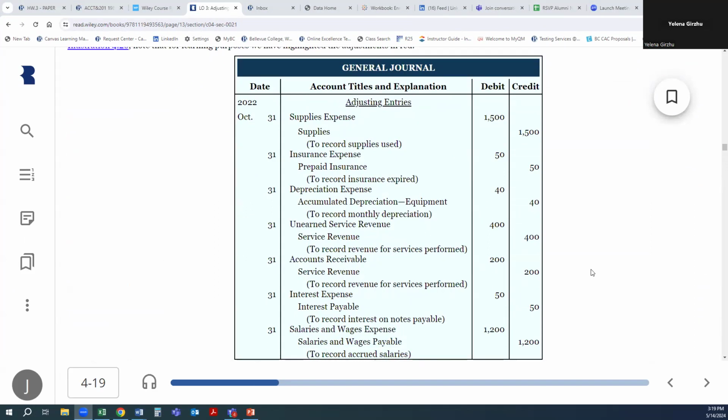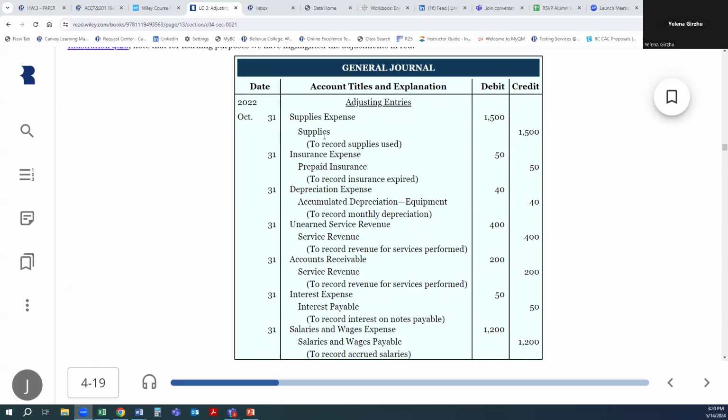Yes. All right. Every single journal entry hits at least one income statement account and at least one balance sheet account. None of these journal entries hit the cash account. Okay. So first journal entry, which one hit the income statement? Which one hit the balance sheet? The supplies expense would hit the income statement, and the supplies would hit the balance sheet.